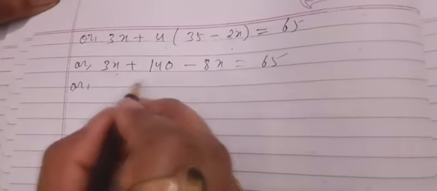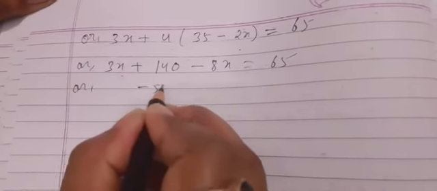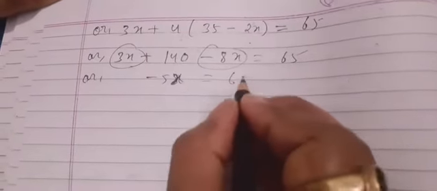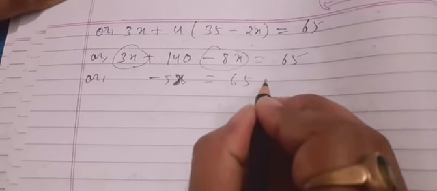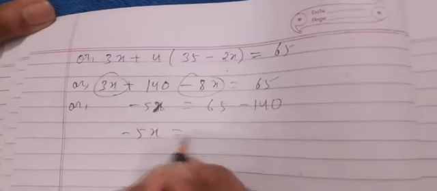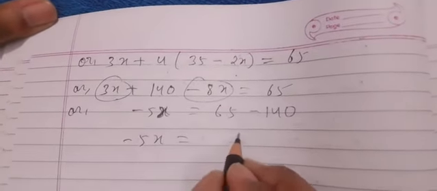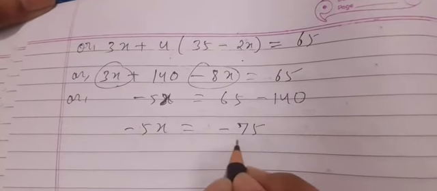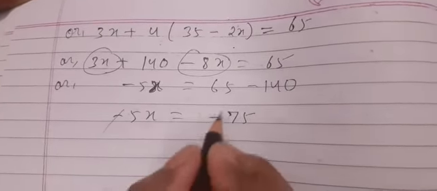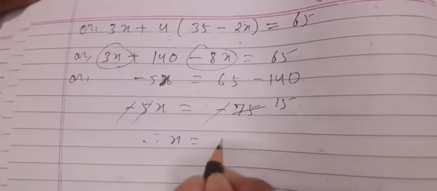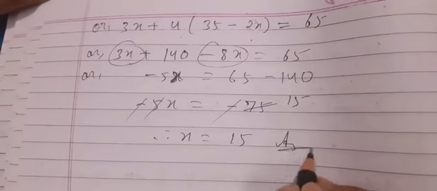What is 3x minus 8x, children? It is minus 5x, because these both are like terms. And we will transfer this 140 to this side. 65 minus 140. Here is minus 5x, and when you subtract this one, it is minus 75. So minus minus cancelled, and 75 divided by 5 is 15, therefore x is equal to 15. This is our first answer.